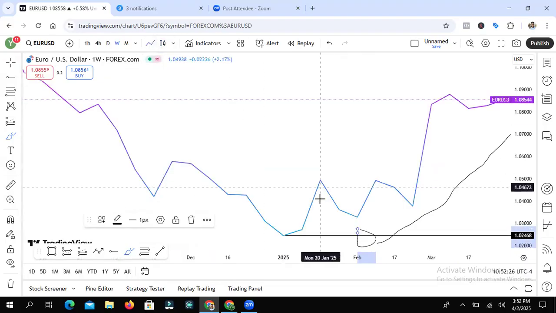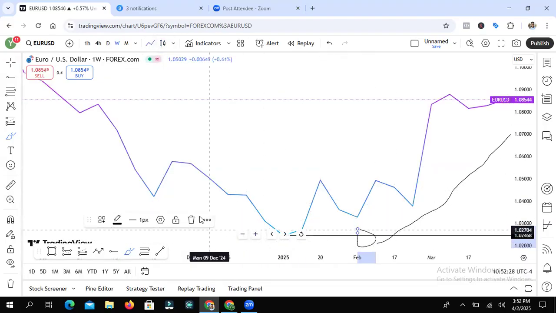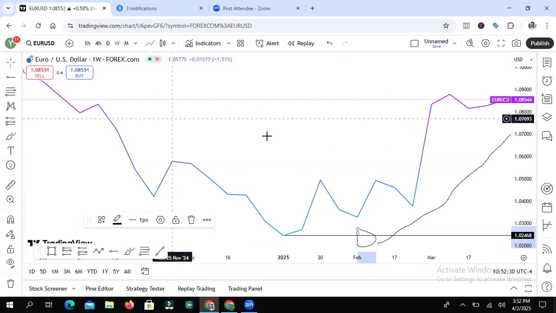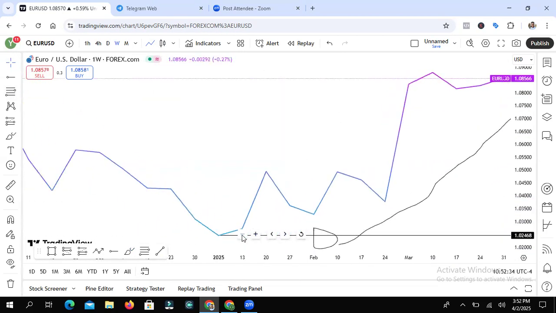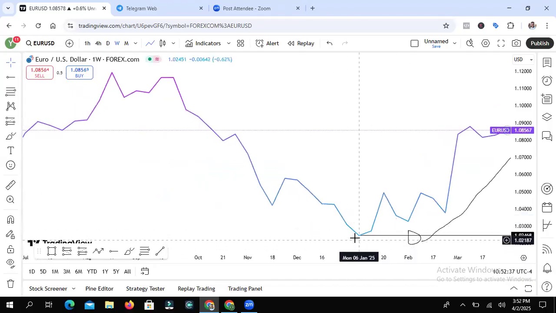Let me turn on the line chart so that you can see it clearly. Okay, now it is better. Look at this V. Look at the V shape right here. You can see this V shape.